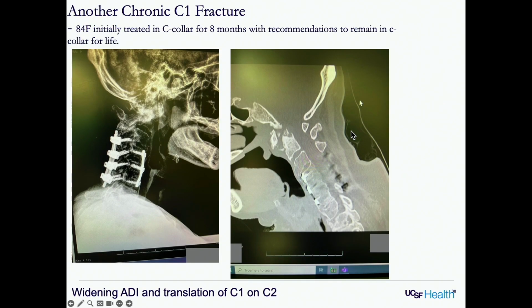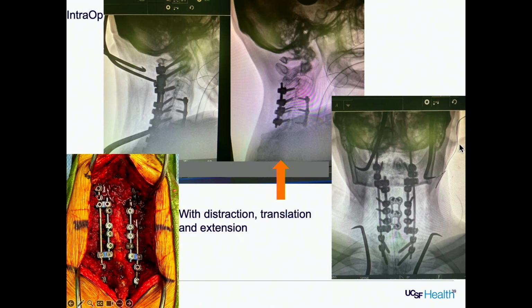Similarly, another chronic C1 fracture with cranial settling, in this case a widening of the atlantodental interval. This patient had been treated in a collar for 8 months with recommendations to remain in the collar for life, that she would be too high risk for surgery given her age and frailty. We were able to achieve nice reduction intraoperatively with the Mayfield head holder using some distraction and extension, then fitting around her previous lateral mass construct and using cervical C2 screws. We were able to avoid also going to the occiput, which is always a risk.